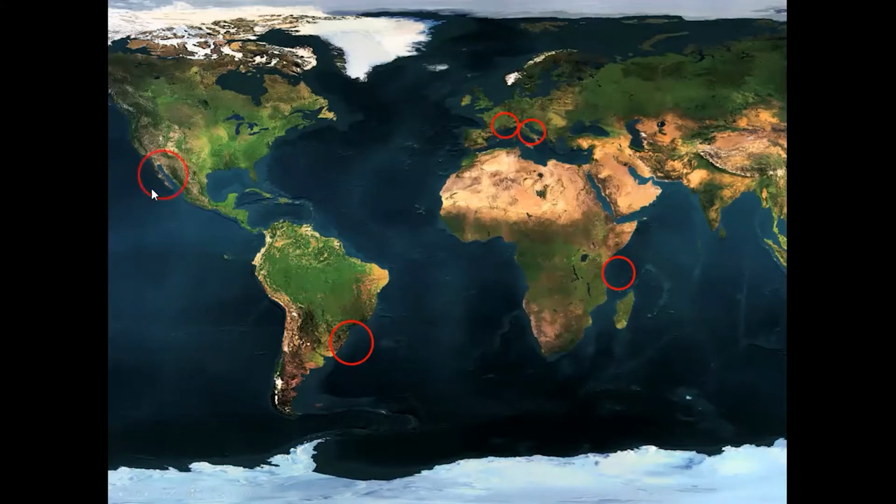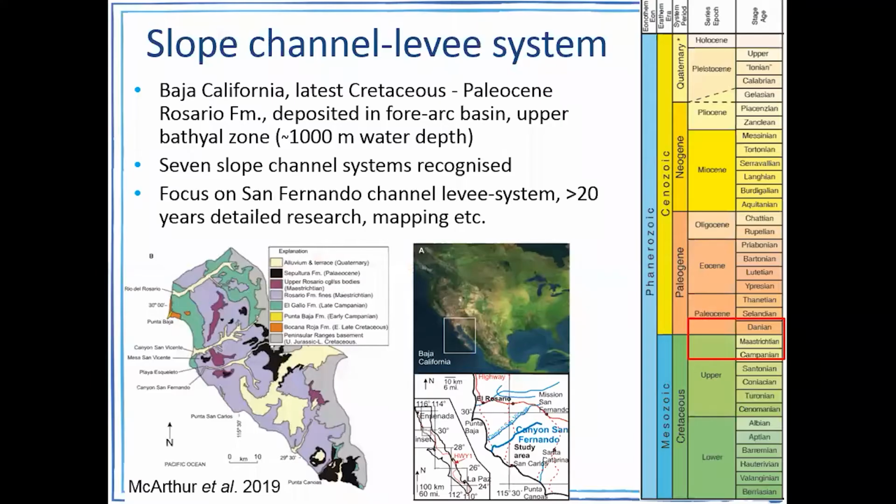So what I'm going to do for you today is take you to a range of case studies across the world. Firstly, we're going to head fairly close to you guys, at least closer than I am, into Baja California in Mexico to look at a slope channel-levee system of the Rosario Formation. This is a latest Cretaceous to Paleocene system that crops out in the Peninsular Ranges on the west coast of Baja. The sediments here were deposited in a forearc basin on the Pacific margin in bathyal water depths, so at least 1,000 meters of water depth.